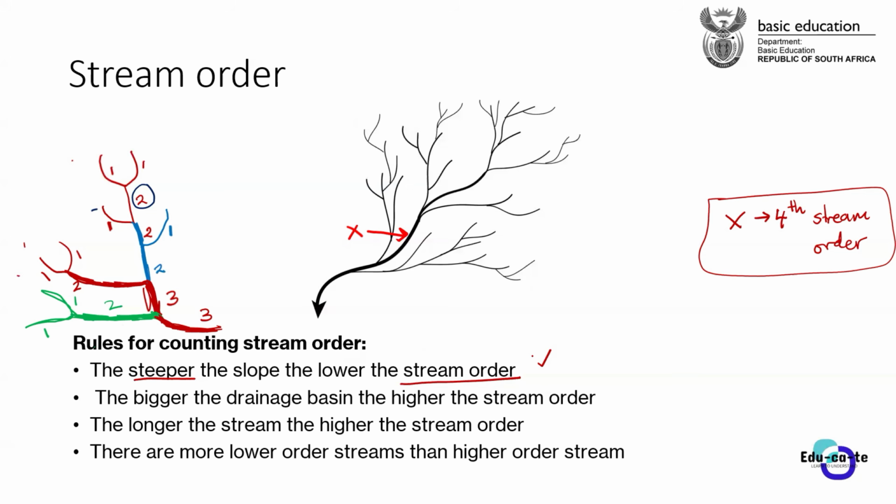So when it's a steeper slope, we're going to have more first order streams. Why do we even say that in the first place? Remember, guys, a steeper slope promotes more surface runoff. So the moment the rainwater lands on a steeper slope, it will immediately flow away. That is creating a first order stream.